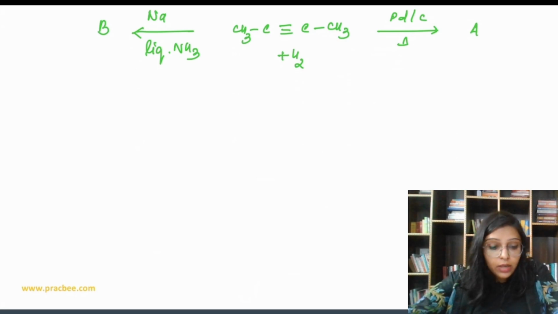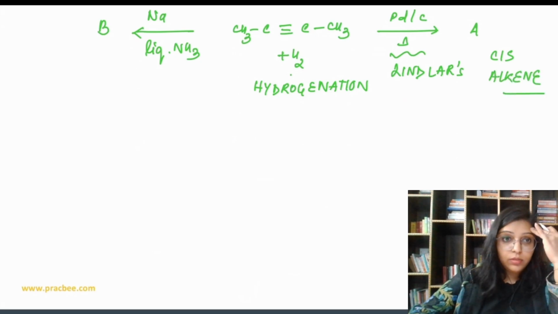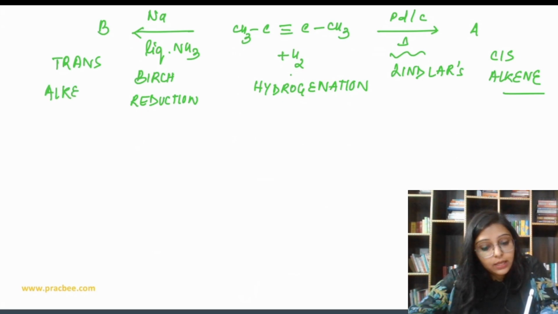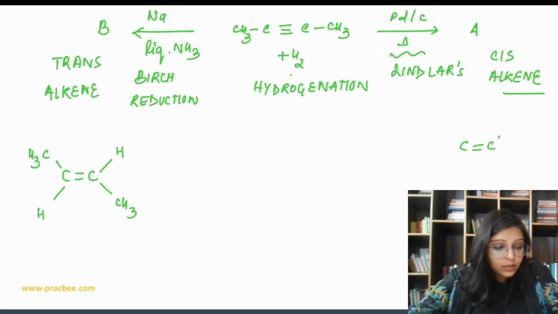So hydrogen addition means a hydrogenation reaction. This is called Lindlar's catalyst. From Lindlar's catalyst, you get a cis alkene. This thing you should remember, right? Now for Na in liquid NH3, this is Birch reduction, and from the Birch reduction we get a trans alkene. So if I form the trans alkene, we get C double bond C. If CH3 is over here, the opposite side is CH3, then hydrogen. If I want to form the cis one, C double bond C, CH3 on the same side, H and H.